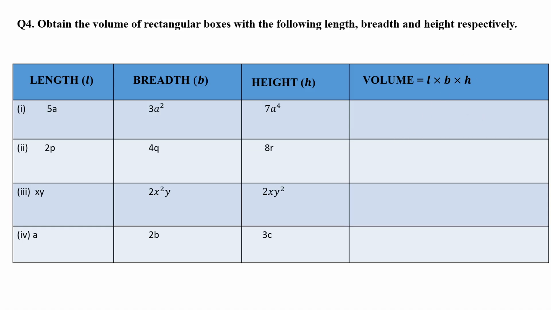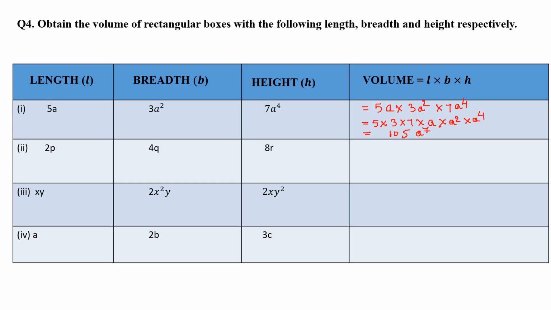So here length into breadth into height, your length is 5a, breadth is 3a square and height is 7a to the power 4. Now multiply the numerical part. So it is 5 into 3 into 7, and the variable part is a into a square into a to the power 4. 5 threes are 15 and 15 into 7 is 105 and a to the power 1 plus 2 plus 4, so it will be 7. So this is the answer.